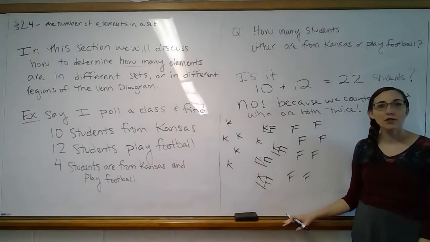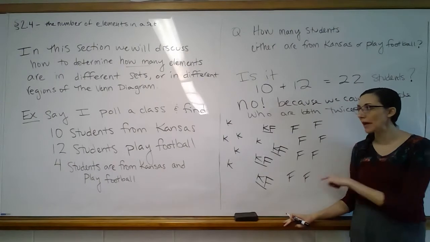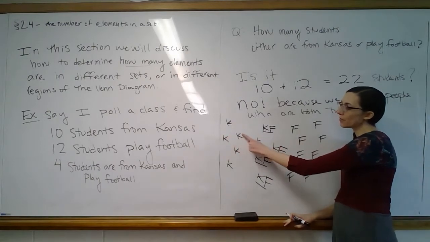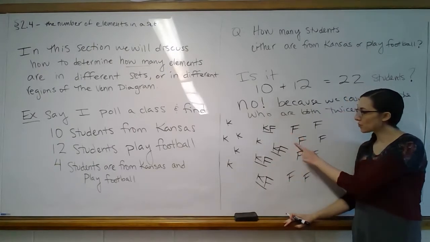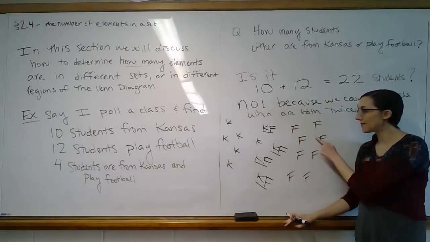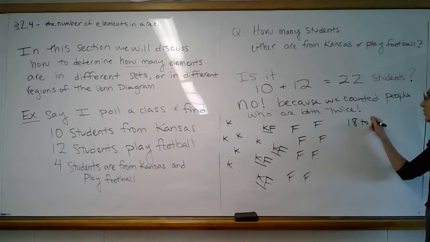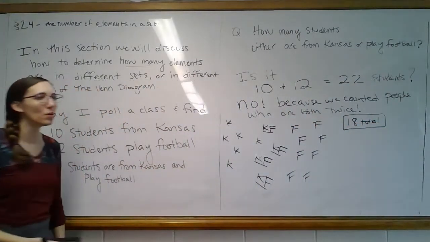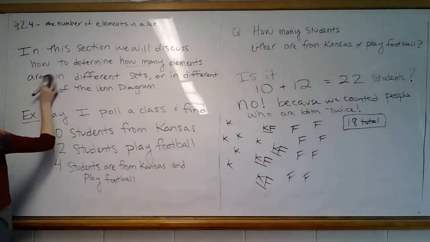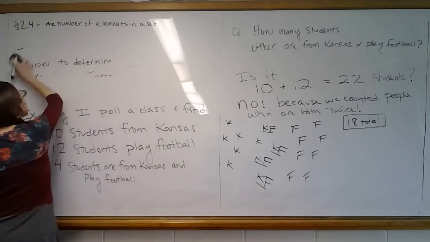If I count individuals now, if you picture these as being the hands raised, we have 1, 2, 3, 4, 5, 6, 7, 8, 9, 10, 11, 12, 13, 14, 15, 16, 17. Only 18 total. Now, a question that I have is how could we find that number with the given information that we have?